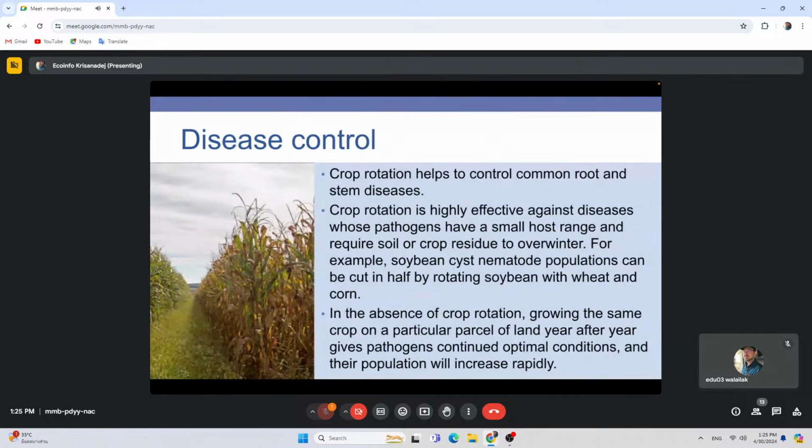The disease control. Crop rotation is highly effective against disease pathogens. Okay, a small host range requires soil or crop residue for overwintering. Okay, soybean seed nematode. Nematode is a small worm that lives in the soil.